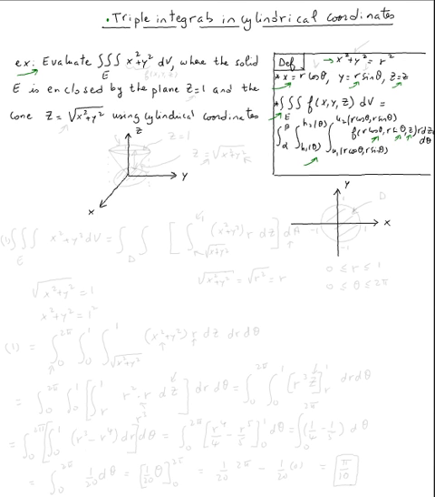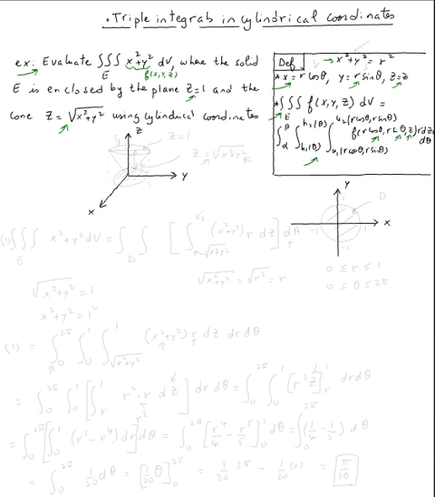Evaluate the triple integral over the solid E of x squared plus y squared dV. So remember, this is your f of x, y, z, even though the z is not in there. That's a function of x, y, and z because we're using a triple integral. Where the solid E is enclosed by the plane z equals 1 and the cone z equals the square root of x squared plus y squared.